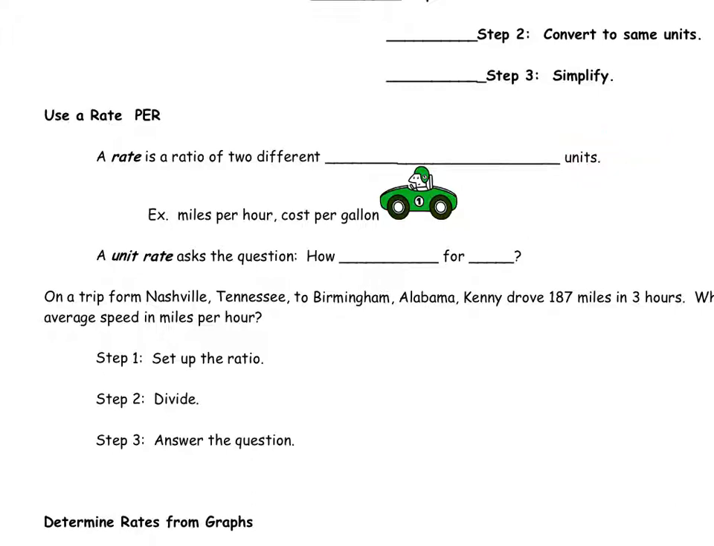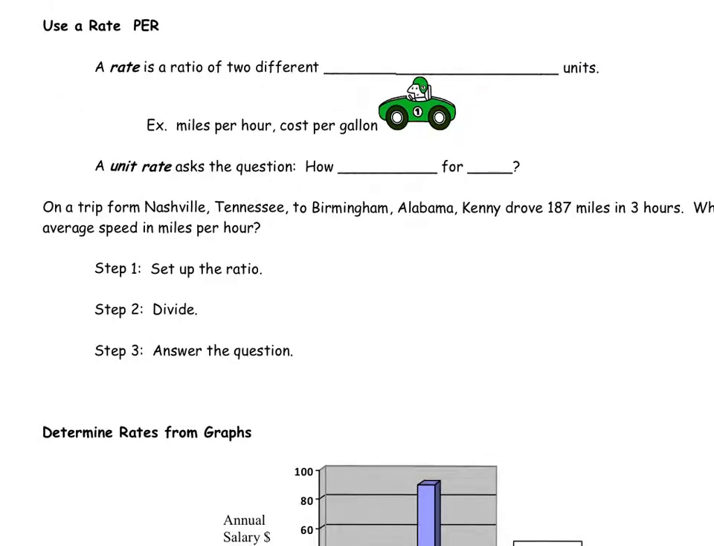Another kind of ratio that you're going to see is a rate. And basically all a rate is, is a ratio that compares two different measurement units. So what I see is miles per hour, cost per gallon, cost per pound. All of those are very common where you're talking about maybe distance compared to time or an amount of money compared to volume, that kind of thing. And in a unit rate, we're asking how much for one.